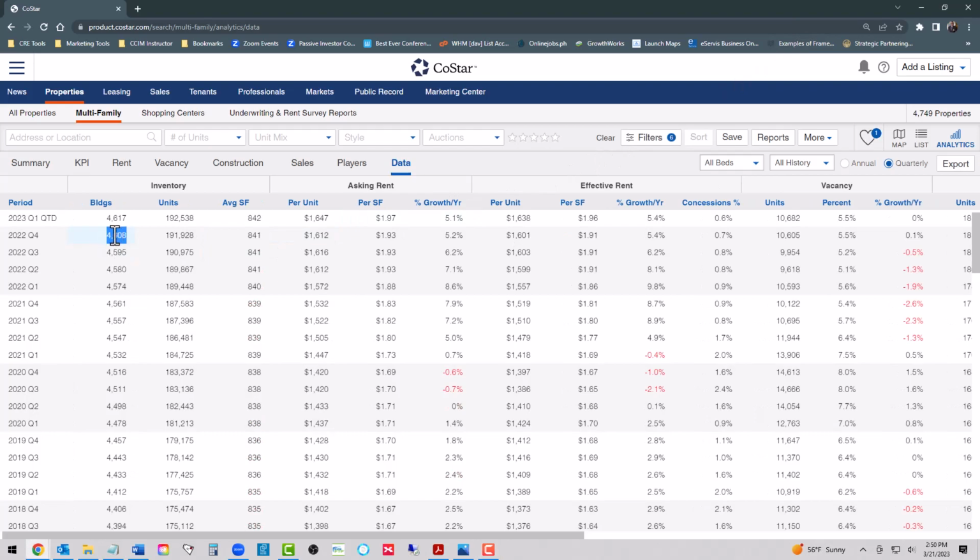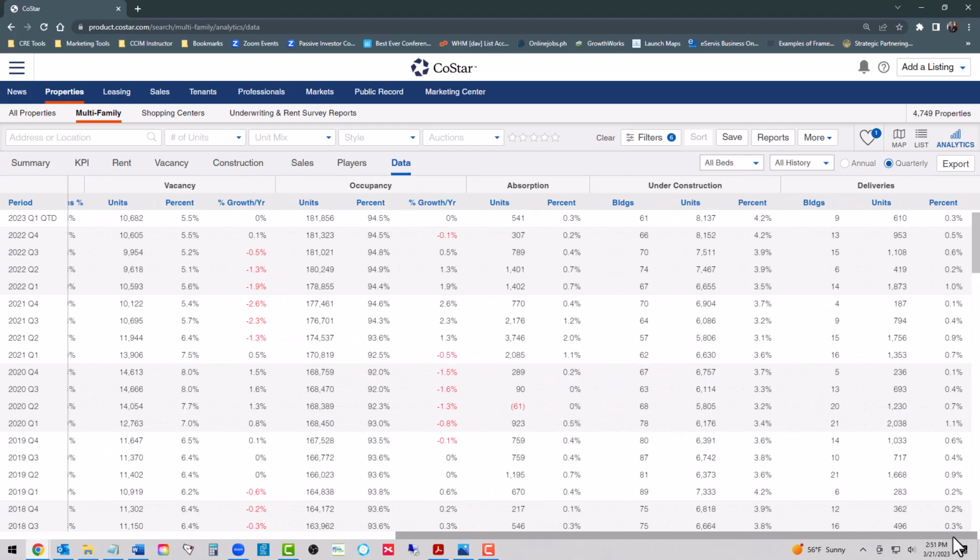There are 4,608 properties totaling 191,928 units. Looking at effective rent, the first quarter of 2022 was at $15.57, went up to $15.99, went up to $16.03, and pretty much stabilized at $16.01. I wouldn't call this a break in rents. It's only a $2 difference. I'd call that stabilized. Let's see what deliveries and absorption tells us.